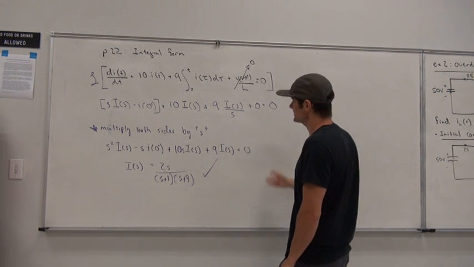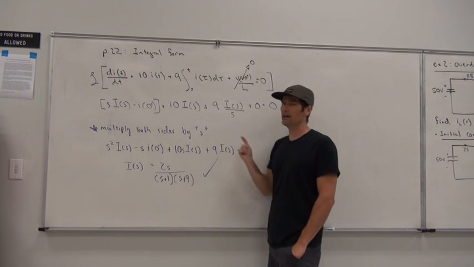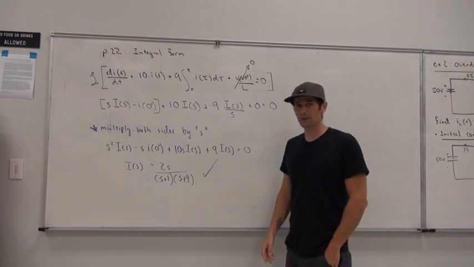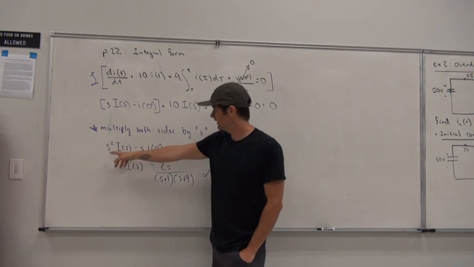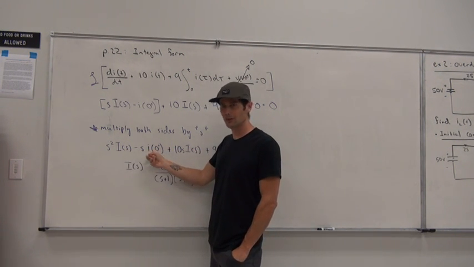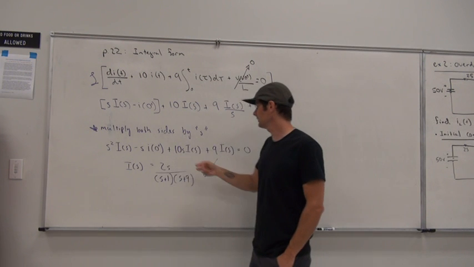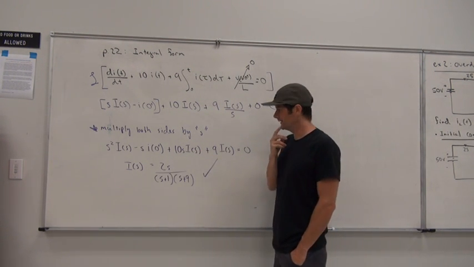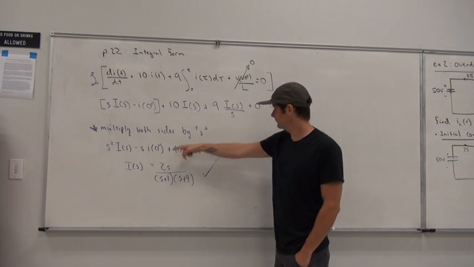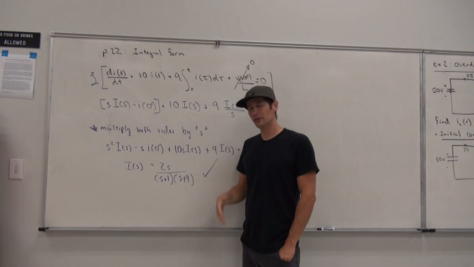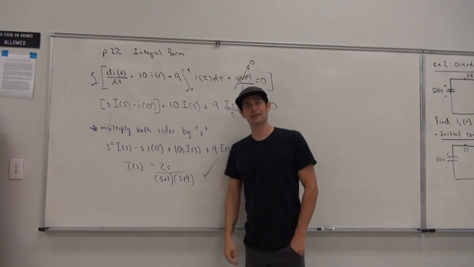So to solve this, we multiply both sides by s. Once we multiply both sides by s, look at this. We get s squared times I of s minus s times I naught plus 10s times I of s plus 9 times I of s. Then we take s times I naught, move it over to the other side, and we get 2s over (s plus 1)(s plus 9).